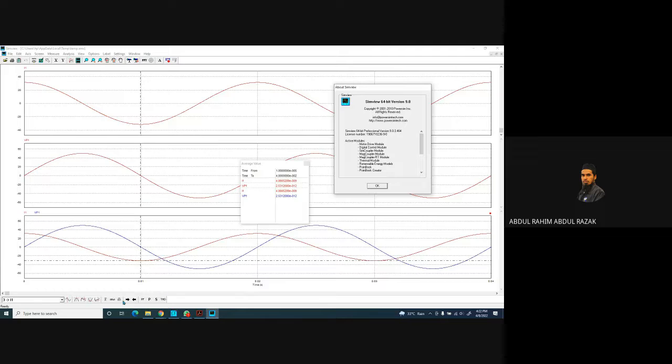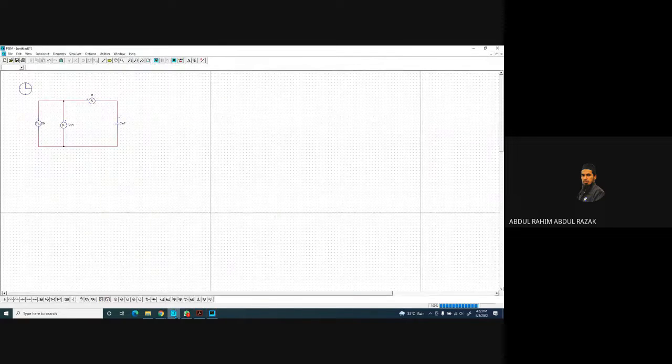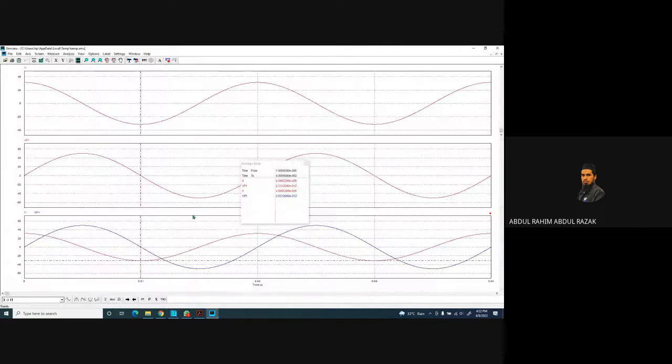Okay, for your power, you should use the formula tab to multiply V multiplied by I. Then you can get the curve of power. And the frame just now, you just overlap the current and voltage.